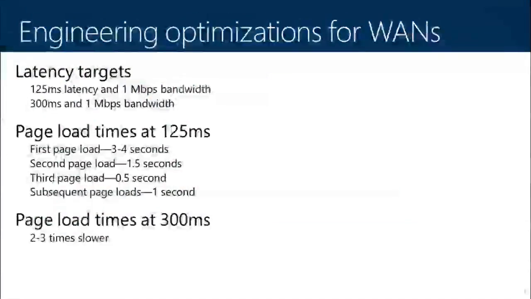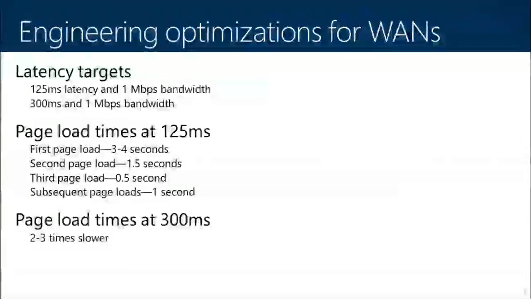To quantify some of these engineering improvements, there's been a number of WAN tests done on Microsoft's side. I'm just going to highlight one of those tests. To set it up, we did 2 tests. One was with 125 milliseconds of latency over a 1 megabit per second link. The other one was with 300 milliseconds, same sort of bandwidth on the link.